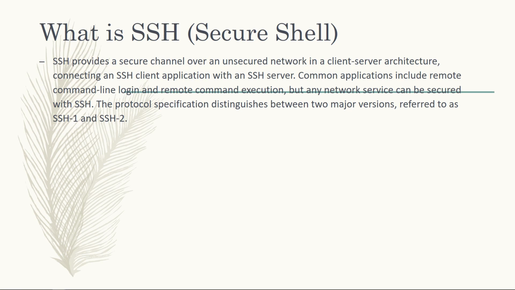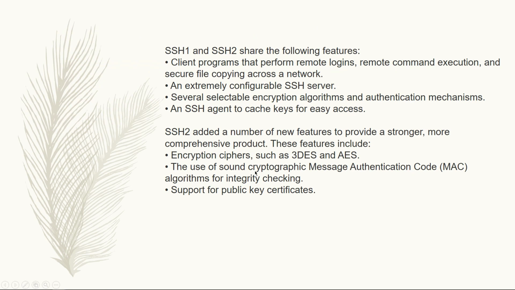Common applications include remote command login and remote command execution. But any network service can be secured with SSH. The protocol specification distinguishes between two major versions, referred to as SSH-1 and SSH-2. So what are the key differences?